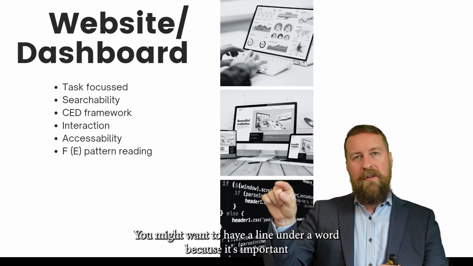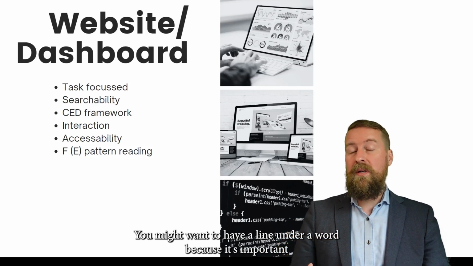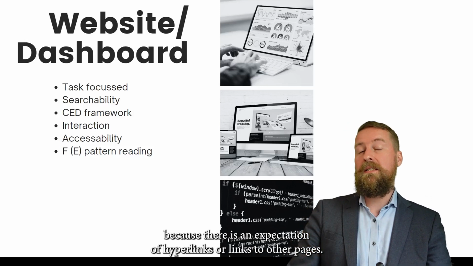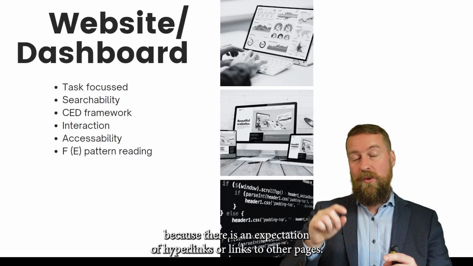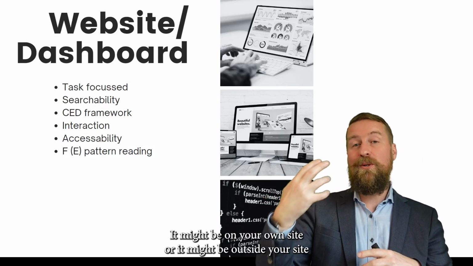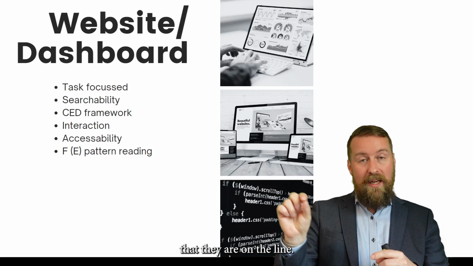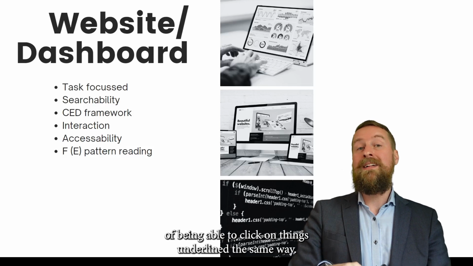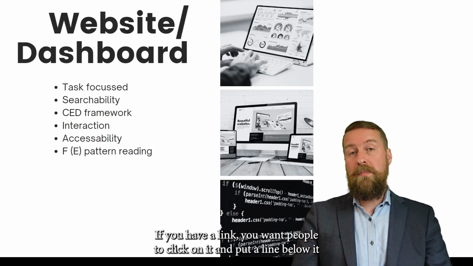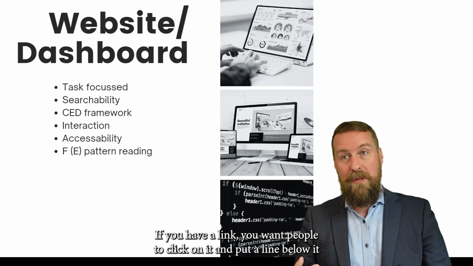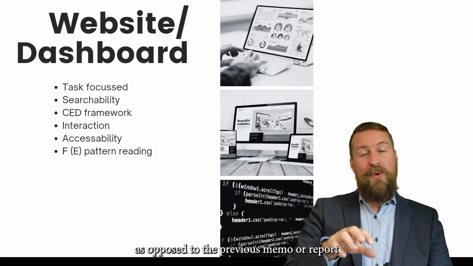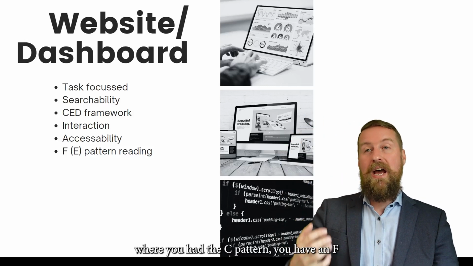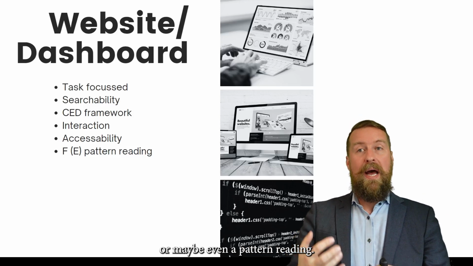You might want to have a line under a word because it's important. Moving into the online space, that's not necessarily a good idea because there's an expectation of hyperlinks or links to other pages. It might be on your own site or it might be outside your site that they are on the line. So people have an impression of being able to click on things underlined. The same way, if you have a link, you want people to click on it, put a line below it. As opposed to the previous memo or report where you had the C pattern, you have an F or maybe even an E pattern reading.